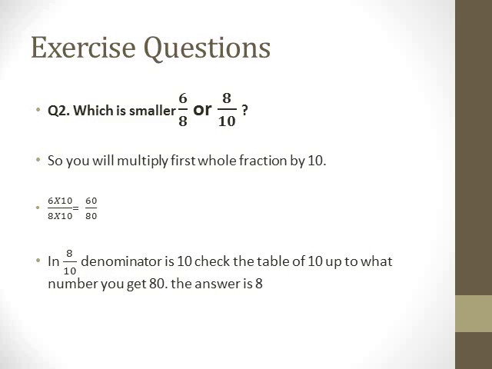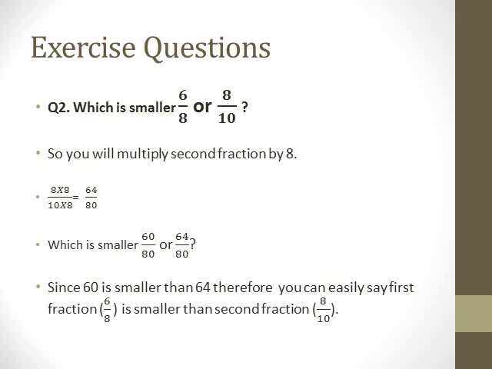So in 8 over 10 the denominator is 10. If you check the table of 10, you will find that when you multiply 10 by 8, the answer will be 80. You will multiply the whole second fraction by 8 now. When you multiply numerator 8 by 8, you will get 64, and when you multiply its denominator 10 by 8, you will get 80. You know, you cannot only multiply the denominator by 8, you need to multiply the numerator too. So the answer will be 8 into 8 is 64, and 10 into 8 is 80. So it's 64 over 80.